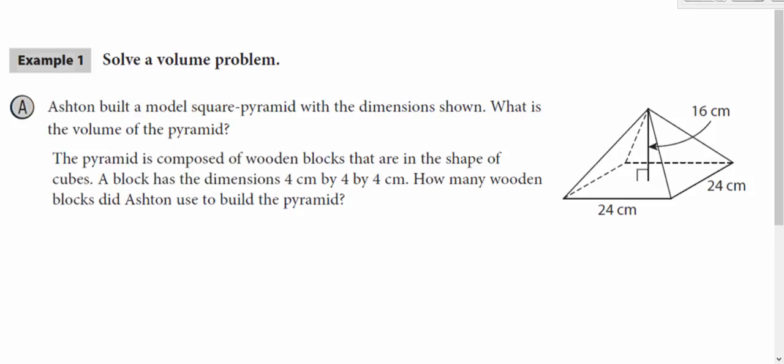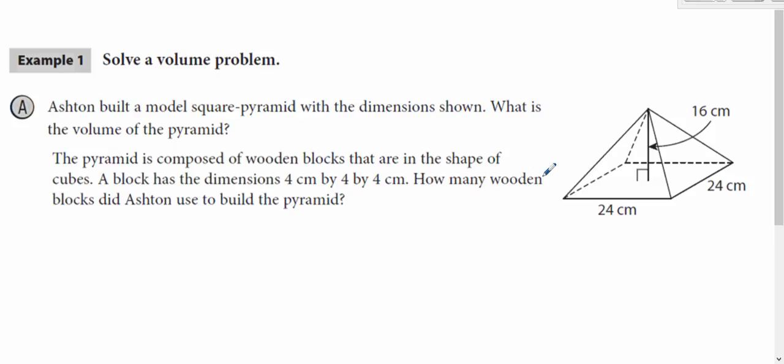So here's a square pyramid. And then it says that it's made up of wooden blocks that are each 4 by 4 by 4. How many wooden blocks will be used to build the pyramid? So let's first find the volume of the pyramid. That's the first question.